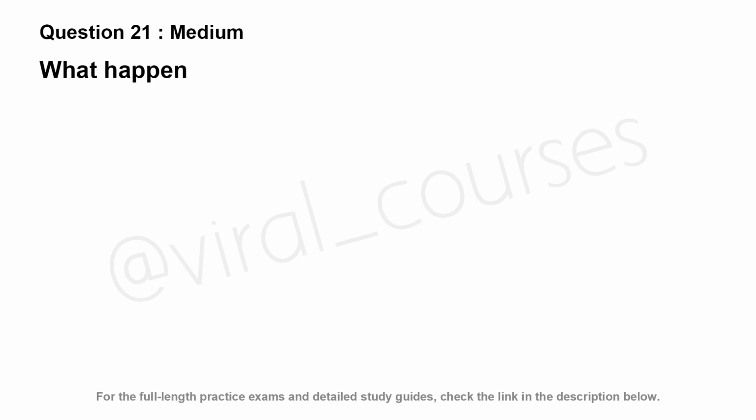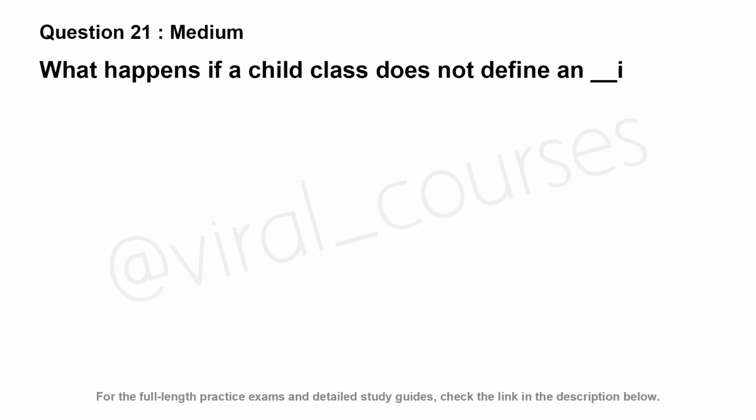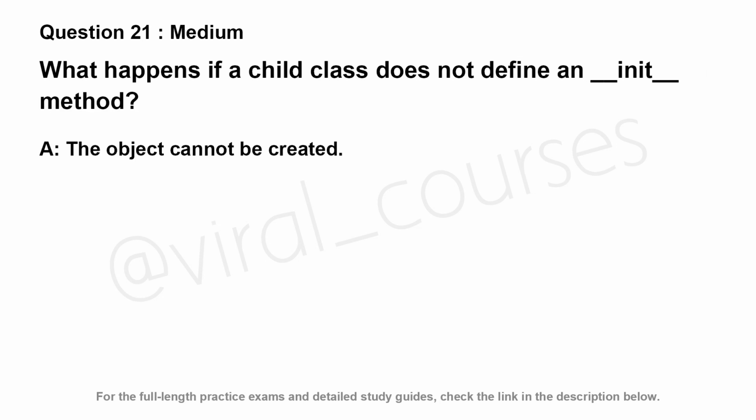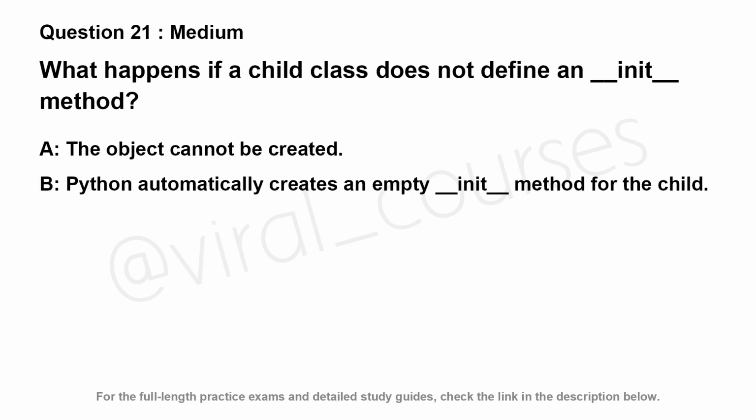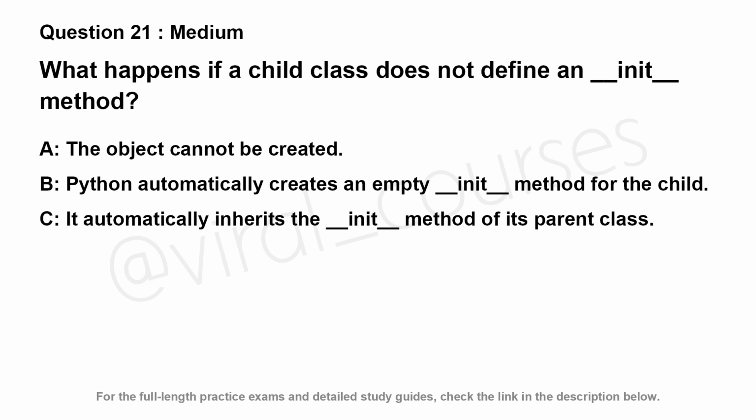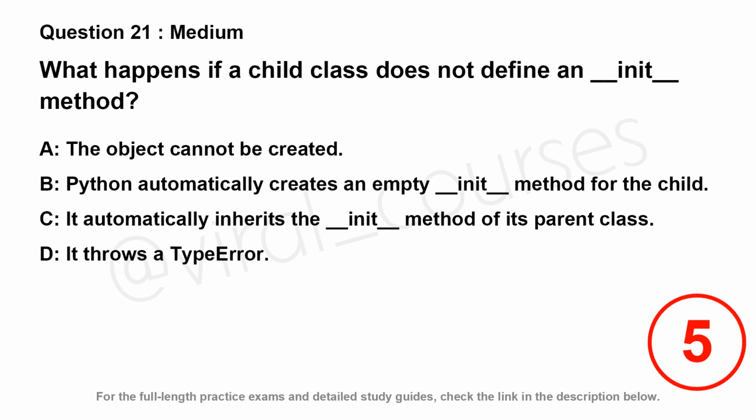What happens if a child class does not define an __init__ method? Option A. The object cannot be created. Option B. Python automatically creates an empty __init__ method for the child. Option C. It automatically inherits the __init__ method of its parent class. Option D. It throws a type error.